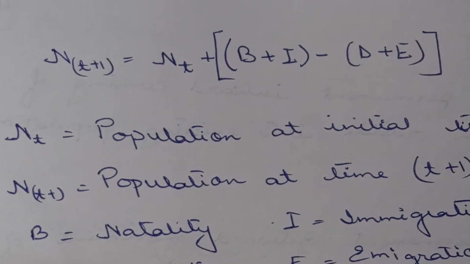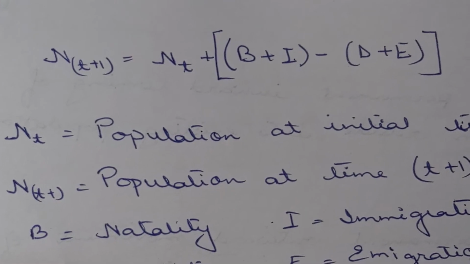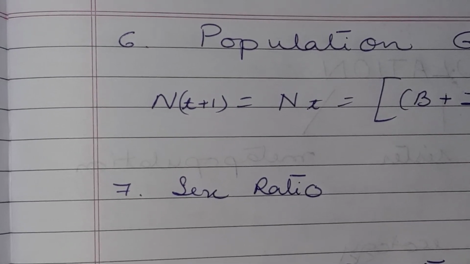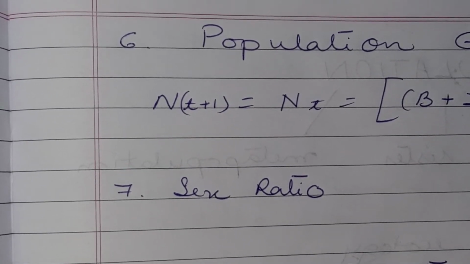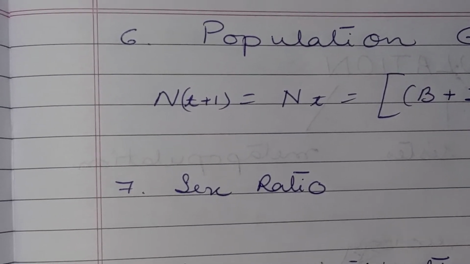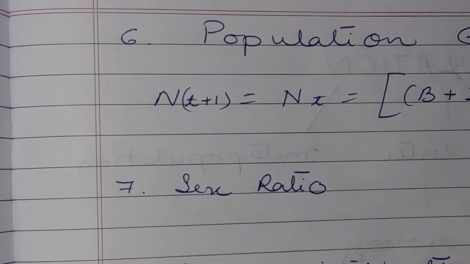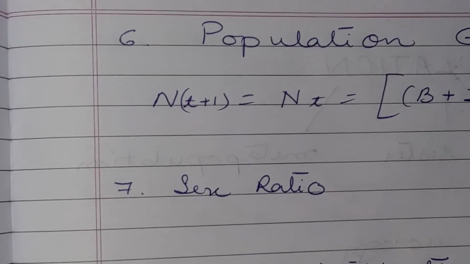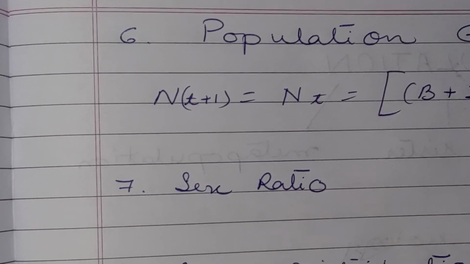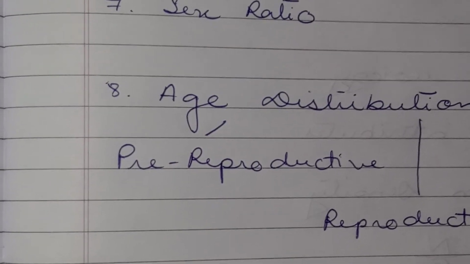Then next comes the sex ratio. When we are talking about sex ratio, it is the case of females. We normally find out the sex ratio in the case of females as they bear offspring, and it is depicted as females per 1000 males. Then the next attribute is age distribution.